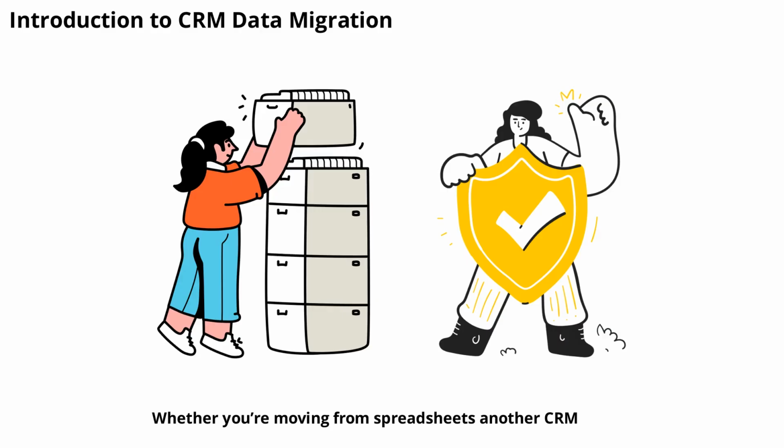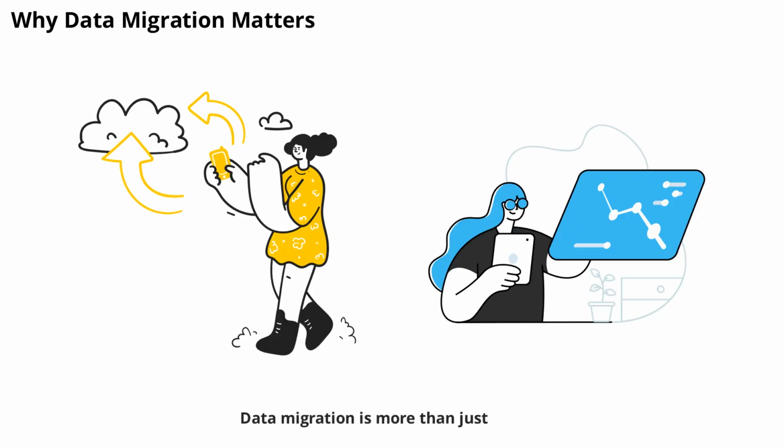Whether you're moving from spreadsheets, another CRM, or a legacy database, understanding the process will help you minimize risks and maximize the benefits of your new system. Data migration is more than just moving information from one place to another. It's about preserving the accuracy, completeness, and security of your customer data. A poorly executed migration can lead to data loss, corruption, or even security breaches. That's why it's crucial to plan carefully and follow a structured approach.